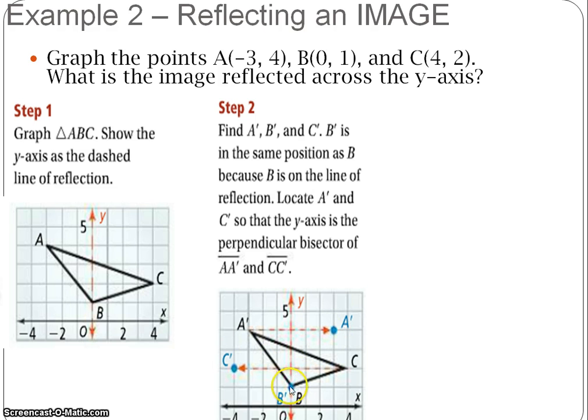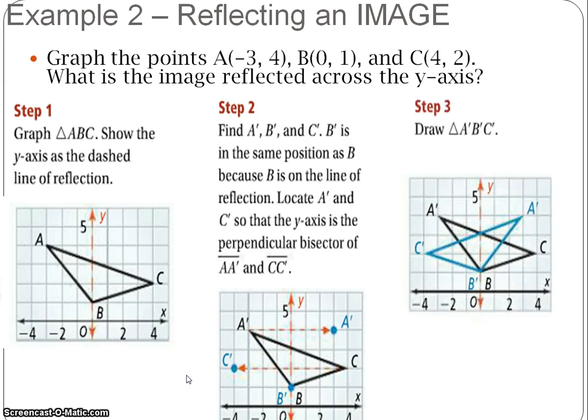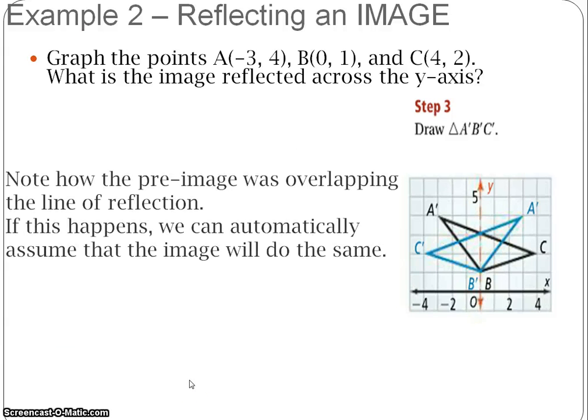As you can see, once again, B was on the line of reflection, so it's going to end up being itself. And C was 1, 2, 3, 4 units away, so C prime is going to be 4 units in the opposite direction. And then what we're going to do is connect those points: A prime, B prime, and C prime. And I want to point out something very special here.